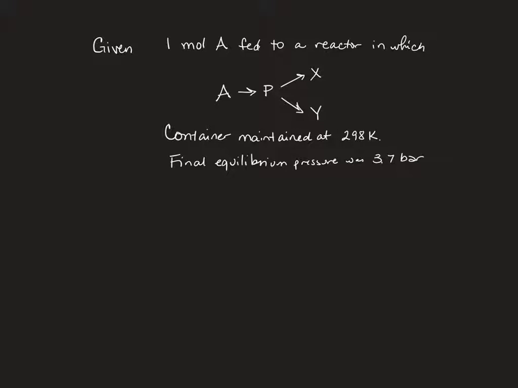So the fact that A was fed doesn't really tell us anything because this is just a rearranging of molecules. So there's no restriction associated with that. And this just is fixing the size of the system. The container was maintained at 298 Kelvin. Now this is in fact a restriction that we are holding the temperature here.